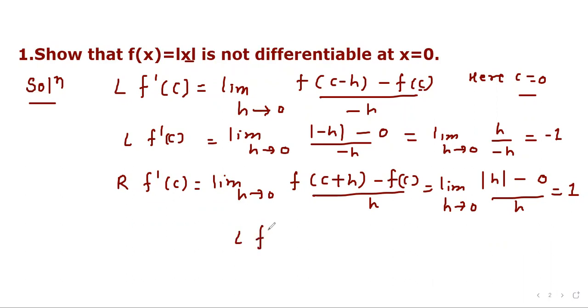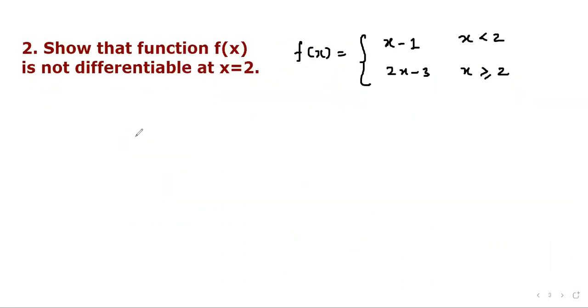Left hand derivative L f dash 0 does not equal the right hand derivative R f dash 0. So the function is not differentiable. Now consider the second question. Show that the function f(x) is not differentiable at x equal to 2, where f(x) is given by x minus 1 for x less than 2 and 2x minus 3 for x greater than or equal to 2.